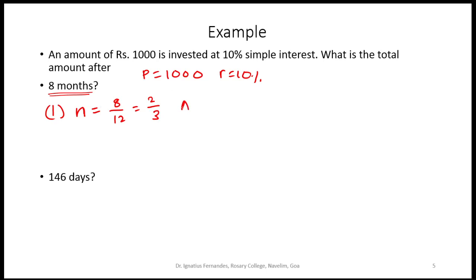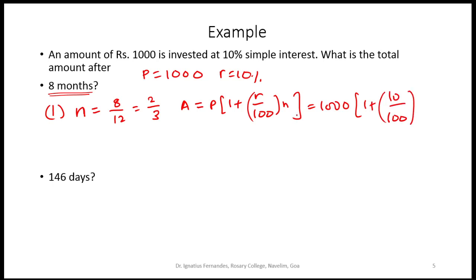So if I have to find out the total amount A, it will be equal to P into 1 plus R upon 100 into N. So it will be equal to 1000 into 1 plus 10 upon 100 into N will be equal to 2 upon 3. Okay, so if you simplify this and calculate the value, you will get 1066.67. Okay, so in case the number of years is not really given in terms of years, you'll have to convert it in terms of number of years and then you'll substitute it.